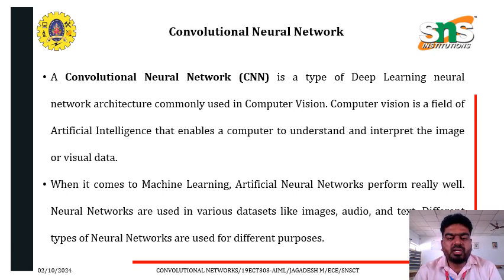When it comes to machine learning, artificial neural networks perform really well. Neural networks are used on various data sets like images, audio, and text, and different types of neural networks are used for different purposes. So based upon the application, we can choose the neural network.